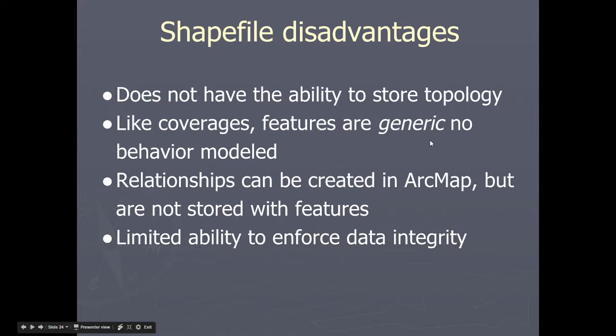Okay, so shapefile disadvantages. They don't have the ability to store topology. Features are generic with no modeled behavior. If they don't have topology, it seems like they're not useful at all. But even though these spatial relationships aren't stored in the attribute table, you can determine spatial relationships between features using tools in ArcMap, like the Select by Location tool. There's also a very limited ability to enforce data integrity on shapefiles. So why in the world would you use them at all?